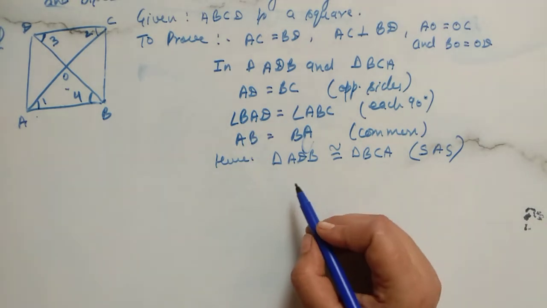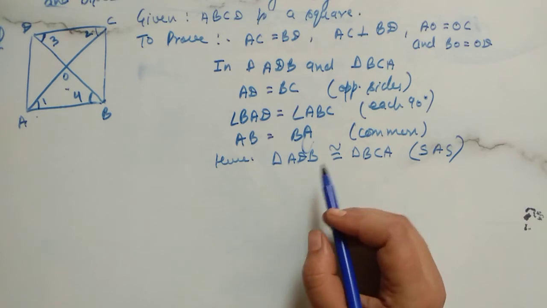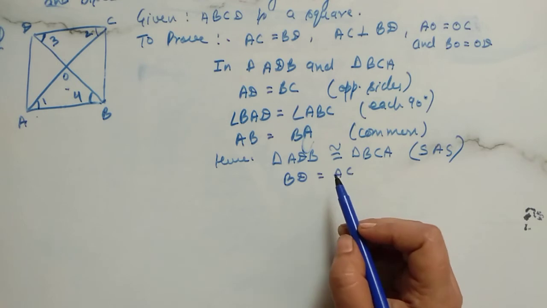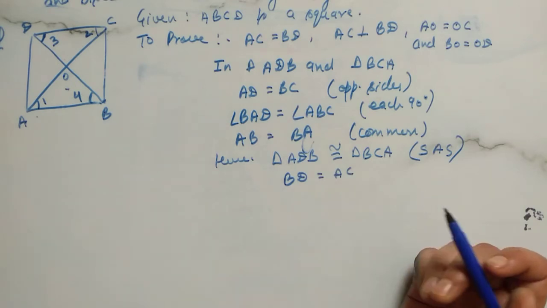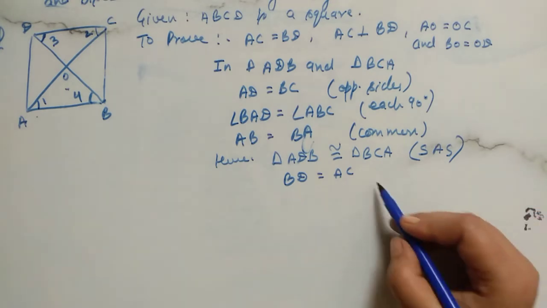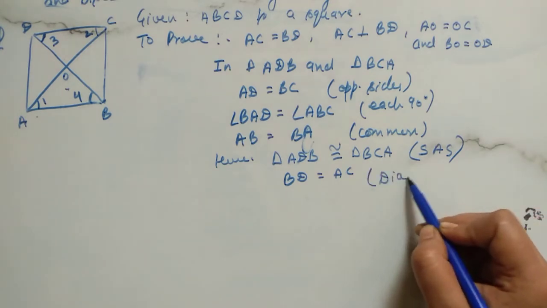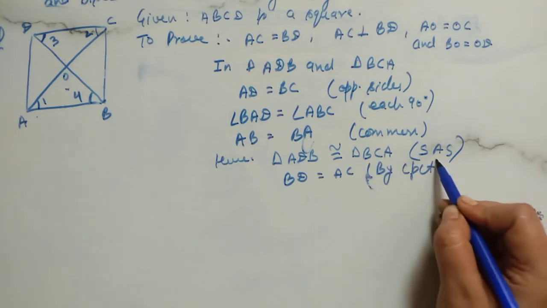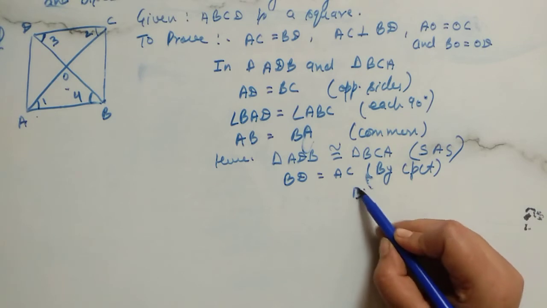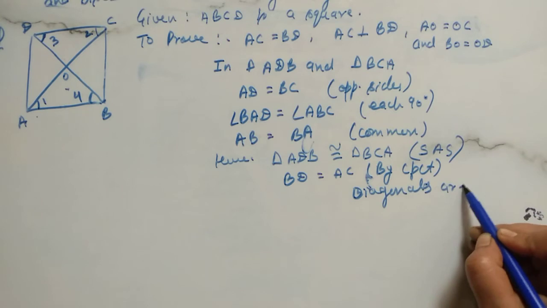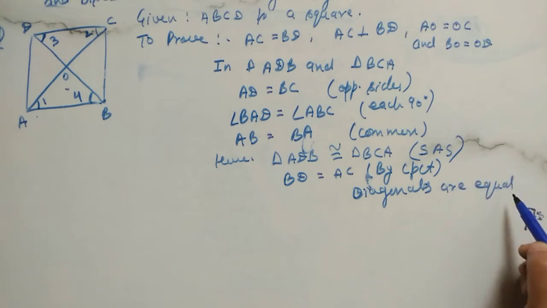What are the remaining sides? The diagonals. BD is equal to AC, the diagonals. So what have we proved here? That the diagonals are equal, by CPCT. Now see, two things we have proved: that they bisect each other and that they are equal.